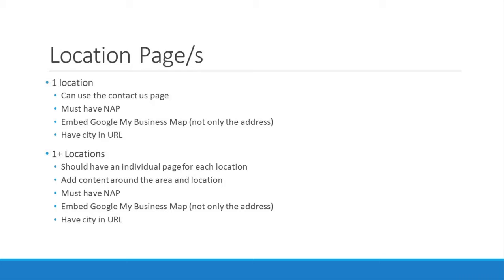You want to make sure you've got your name, address, and phone number in there. You want to embed the Google My Business map on that page, not the address embed. And you want to make sure you have the city in the URL.